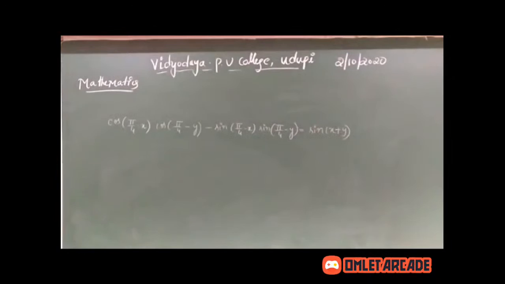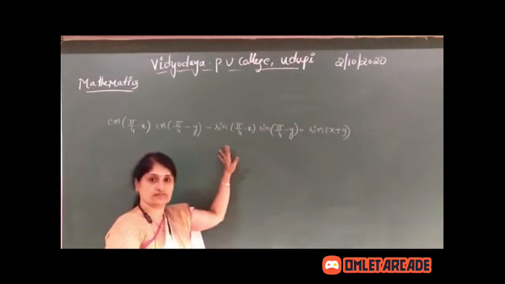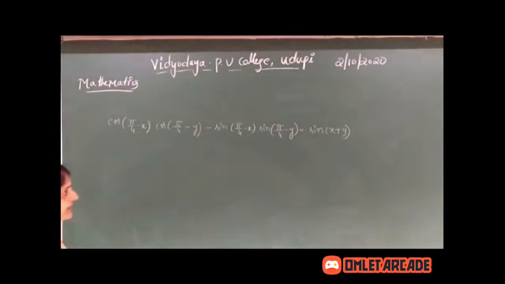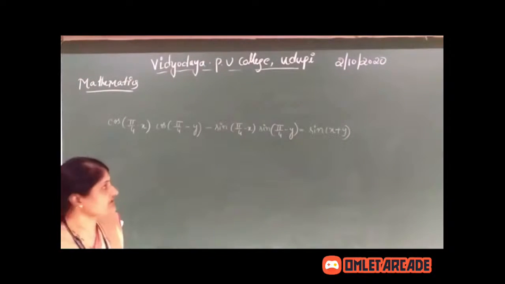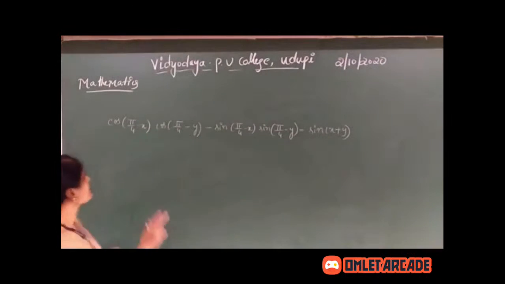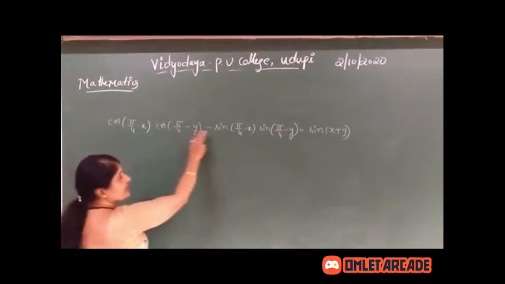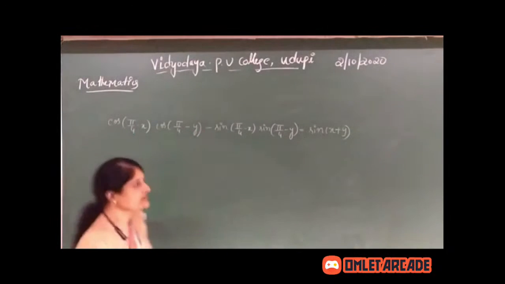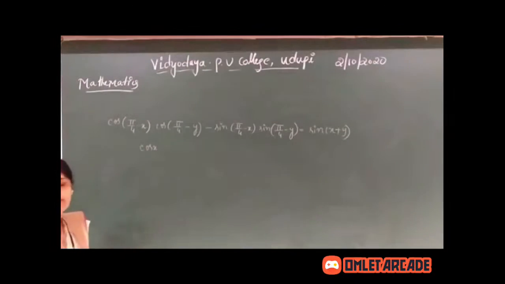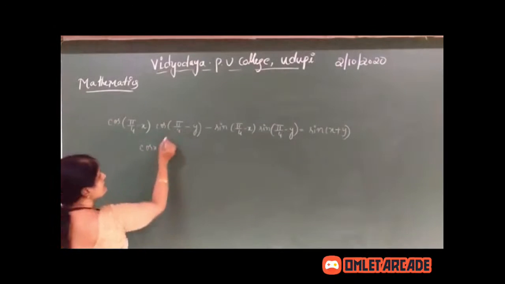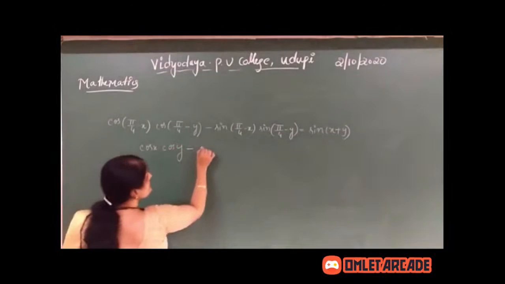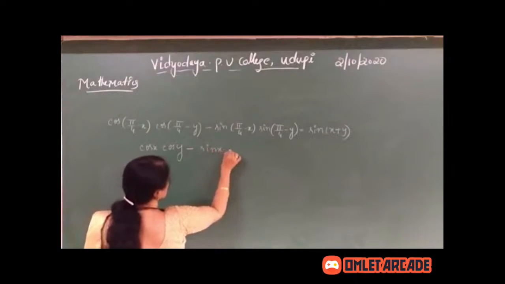So very simple one. Left hand side is this. You are going to prove that it is equal to sin of x plus y. When you get such problems written, first you have to see which type of standard form it is in. Here it is cos x cos y minus sin x sin y. See, if you consider pi by 4 minus x as x, and you take this as y, so cos x cos y minus sin x sin y.